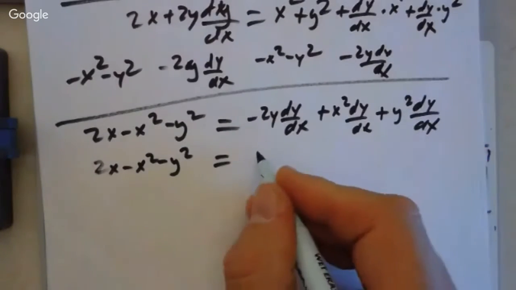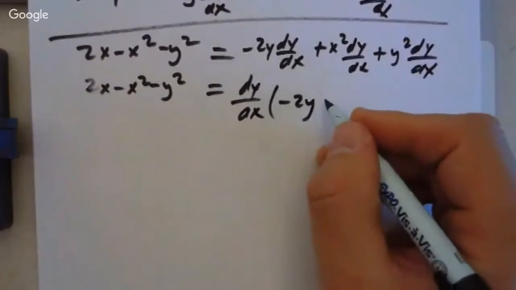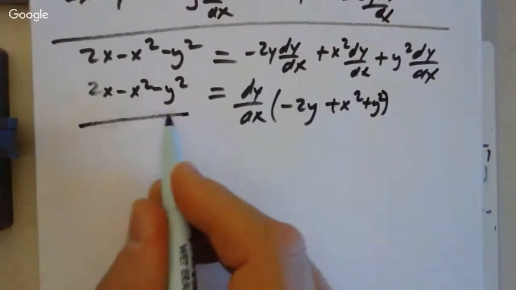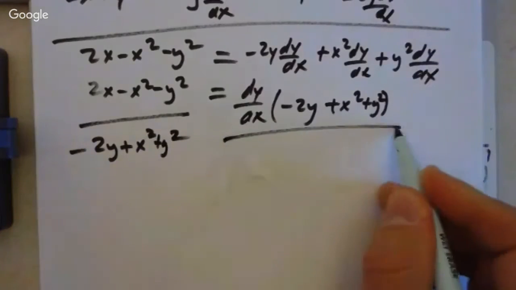Okay, so I'm going to take a dy dx out of this, which is negative 2y. This is 47. Negative 2y plus x squared plus y squared. Divide both sides by that.